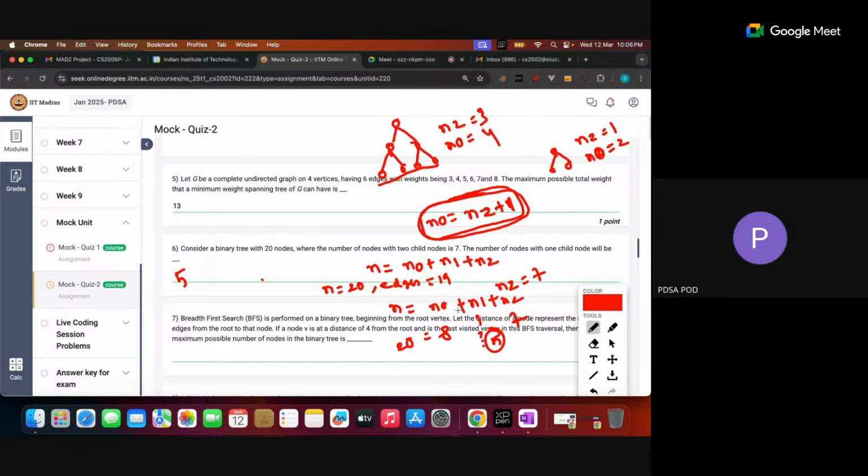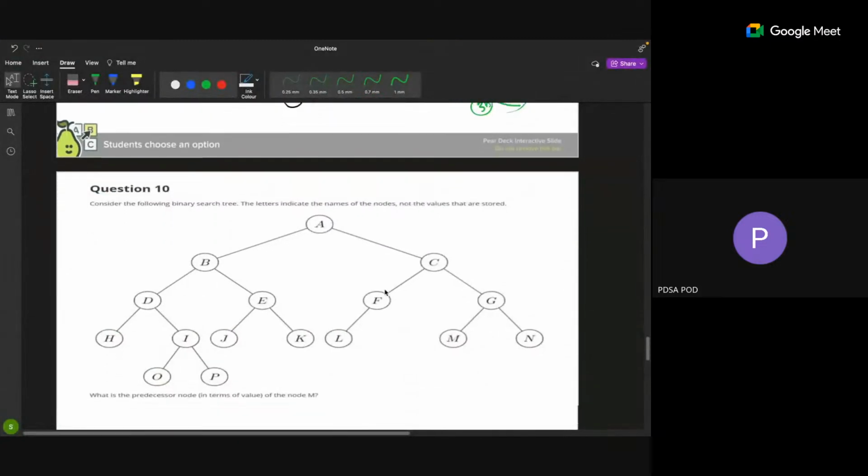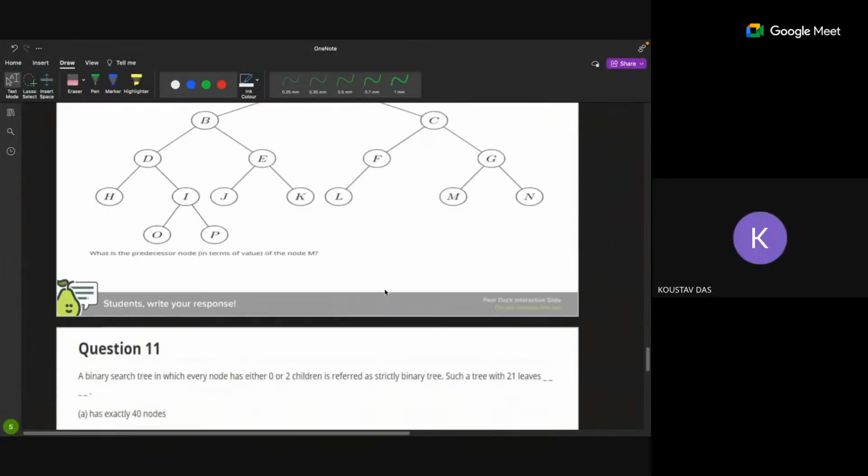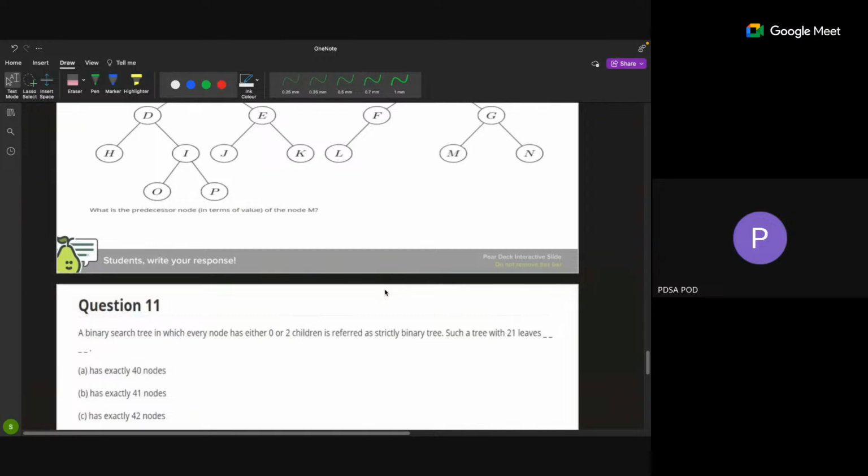What if a few values are missing, like suppose 7 was not given? No, one of the values must be given, like the n0 value or the n2 value. They'll give it. There is a similar kind of question, I think. Just let me check it. This is a different question.